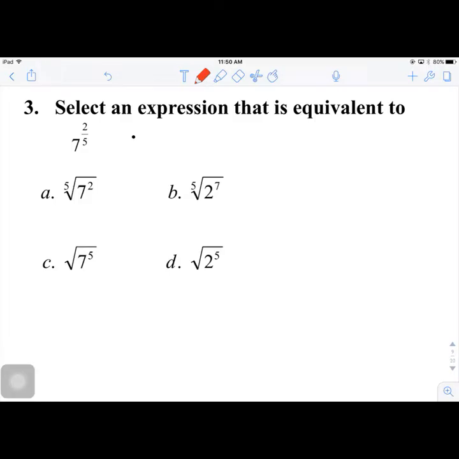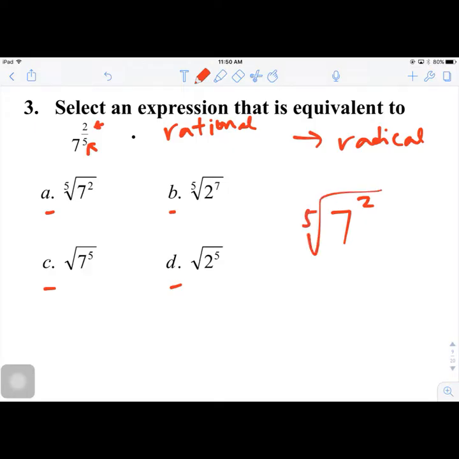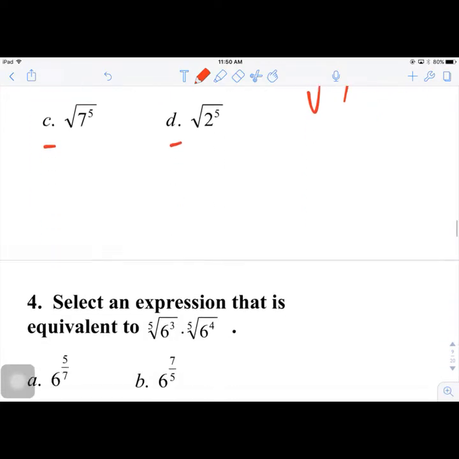Number 3, select an expression that is equivalent to 7 to the 2/5. This problem is currently written in the rational form, but looking at the answer choices, they want you to express this in a radical form, which means in root form. So this will be the 5th root, based on the number on the bottom. And to rewrite this with a base of 7, what's on top stays on top, so the 2 is going to stay on top, and this becomes the 5th root of 7 squared, and that is answer choice A. And that's the end of the problem.